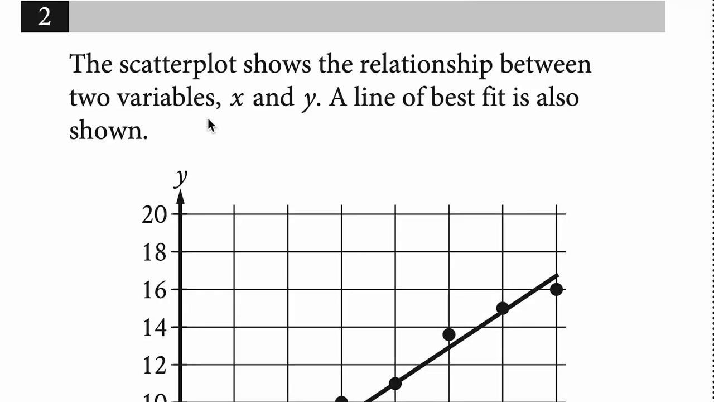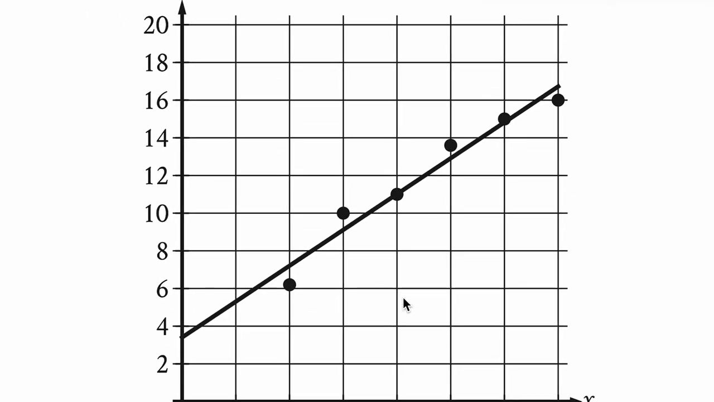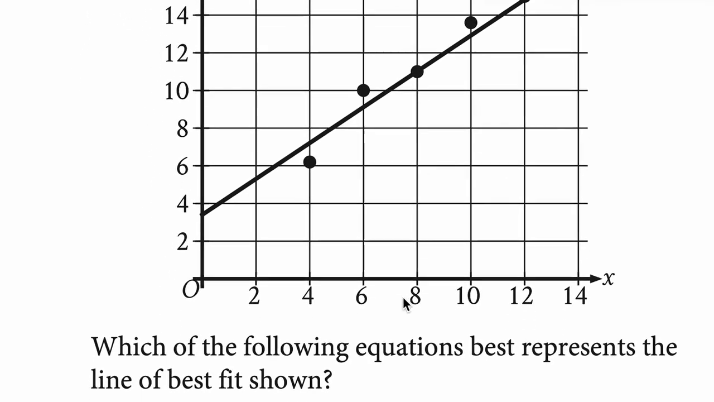Number 2, the scatter plot shows the relationship between two variables x and y. A line of best fit is also shown. Fine, this is the line of best fit. Let's see the question. Which of the following equations best represents the line of best fit?